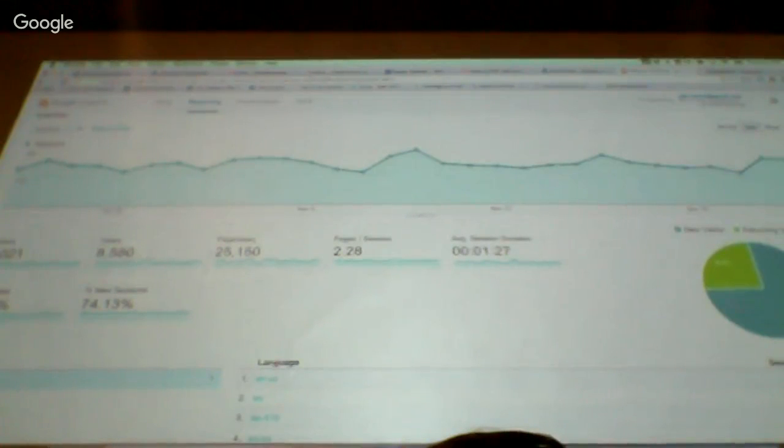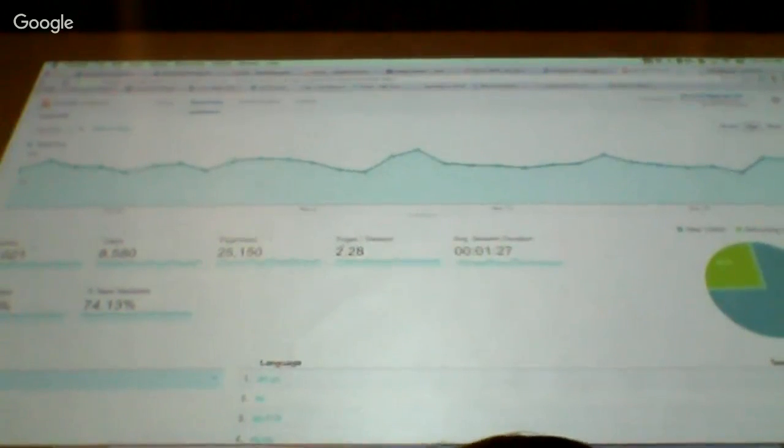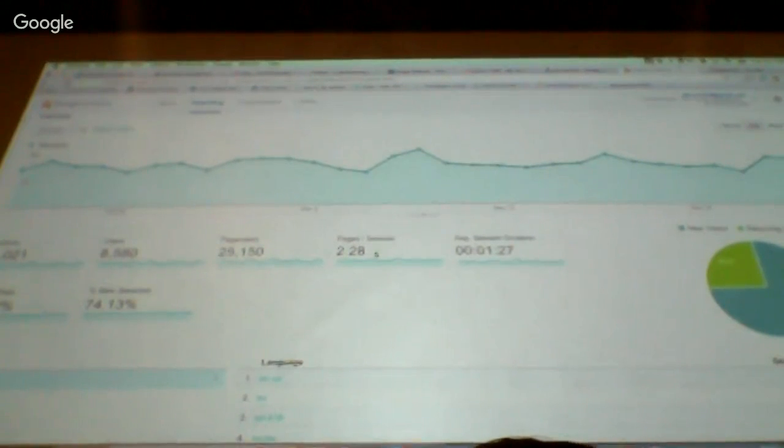You will notice that the number of sessions and page views are correlated by this statistic called pages per session, naturally. If you take 25,000 divided by 11,000, you're going to get this 2.28, saying that on average, some people are viewing 1 page and leaving, some people are viewing 10 pages. But on average, people are viewing approximately 2.3 pages when they come to the site.